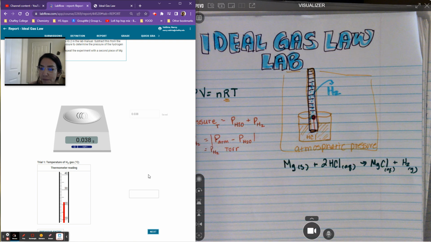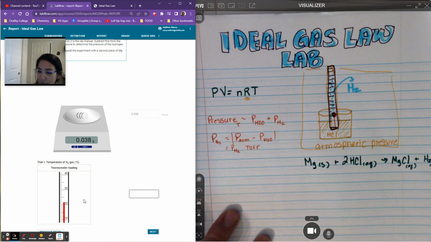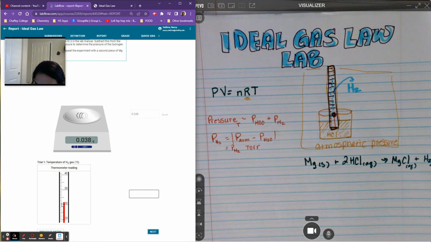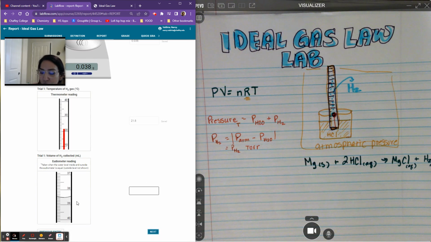Next. Okay. And then it has a thermometer. So this is where we're going to read our thermometer readings. Mine has a reading of 21, 20, almost 22. So I would say 21.8 maybe degrees Celsius. All right. The eudiometer reading.